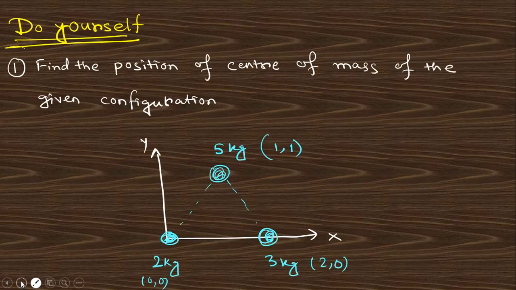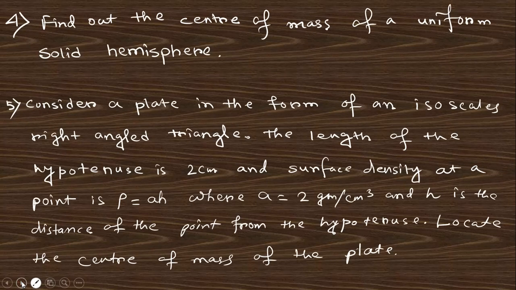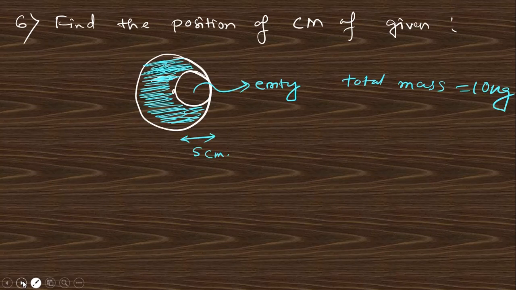Now we come to some problems. First do them yourself, otherwise we can do them further. Just take a screenshot and do it yourself. This is question number 1. This is question number 2 and 3. Take a screenshot and do it yourself. This is question number 4 and 5. Take a screenshot and do it yourself, or you can pause the video and do it yourself. This is question number 6. Okay, so try to do these problems. I think you can do that. If there is any problem, you must comment in the comment section.